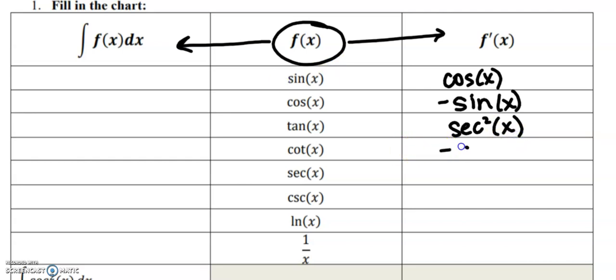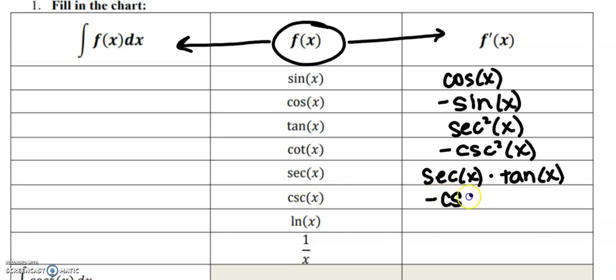Derivative of cotangent is negative cosecant squared of x. Derivative of secant is secant of x times tangent of x. Remember, there's a multiplication in there, two separate functions being multiplied together. Derivative of cosecant is negative cosecant x times cotangent x, again, a multiplication.